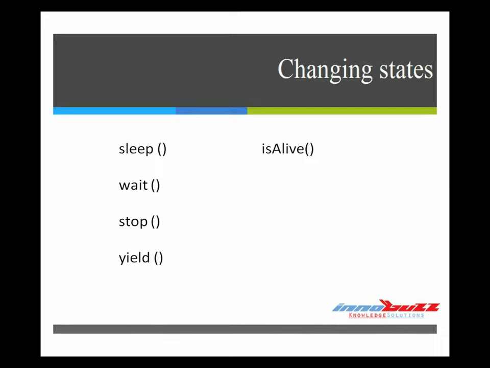isAlive. This method returns true if the thread is runnable. That means if we have already started it and it didn't finish yet. If the thread is new or terminated, the method returns false. The getState method returns the state of the thread that we were talking about in the previous slide.